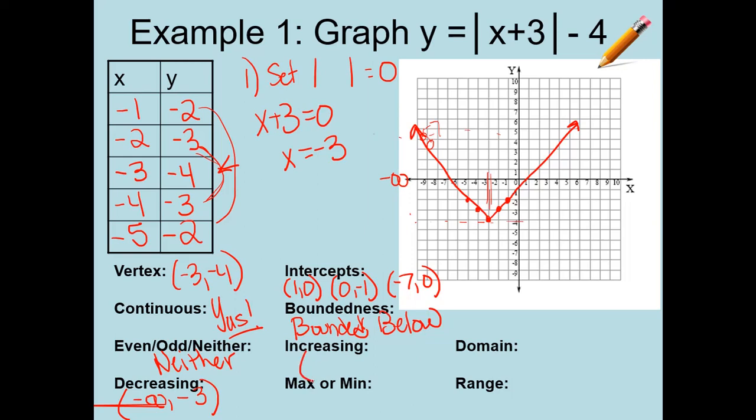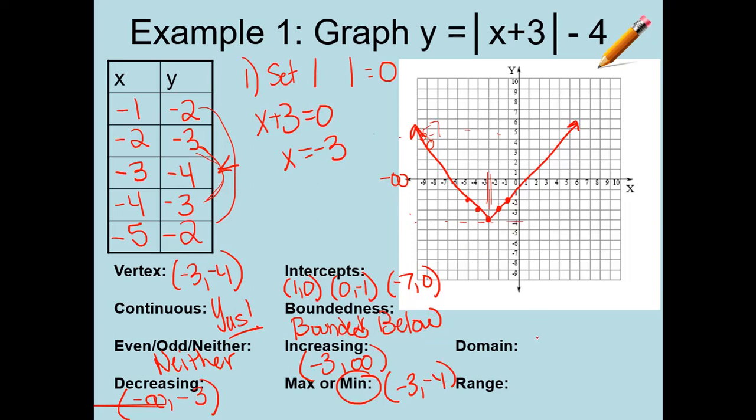Okay, and then I start the increasing at -3 towards forever in the x value, right? So I would be increasing -3 to infinity. And then, does this graph have a max or does it have a min? Well, in this case, he has a minimum, right? And his minimum is located at -3, -4, also known as the vertex.